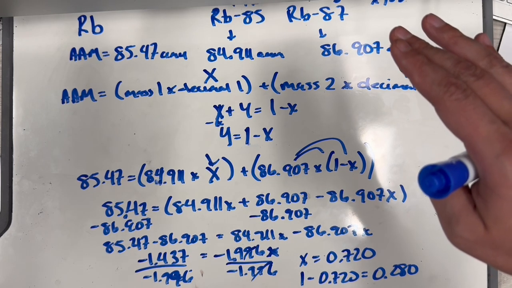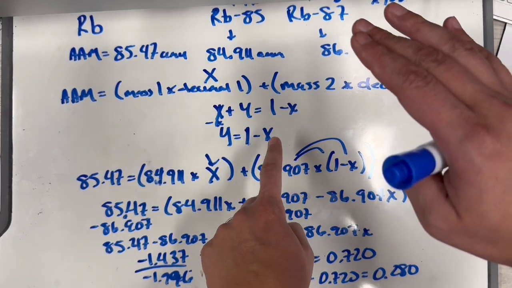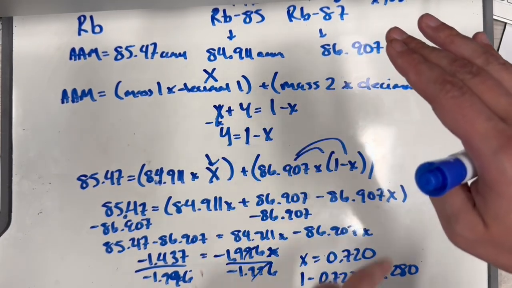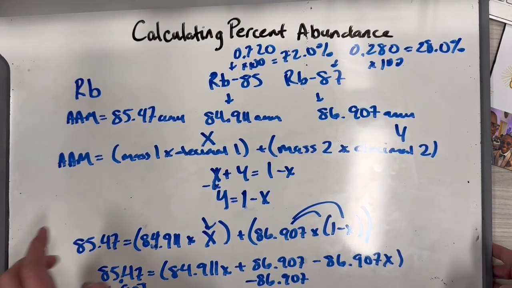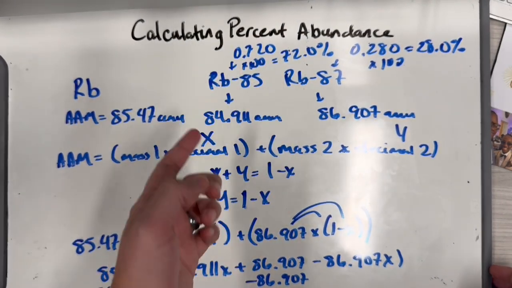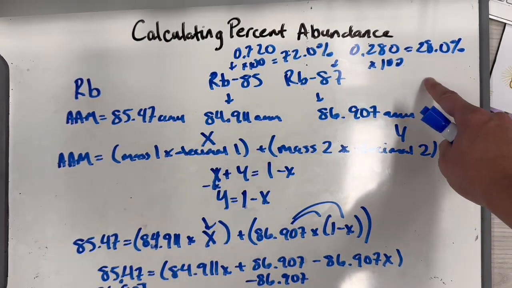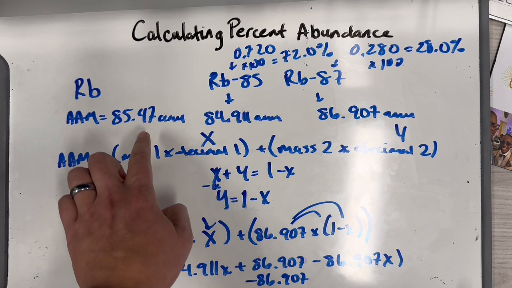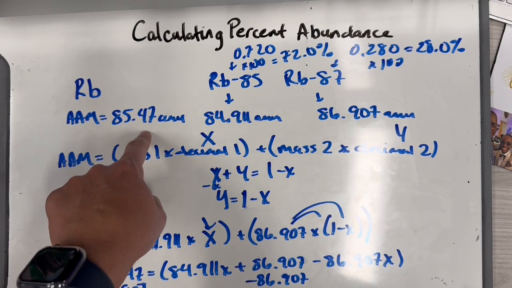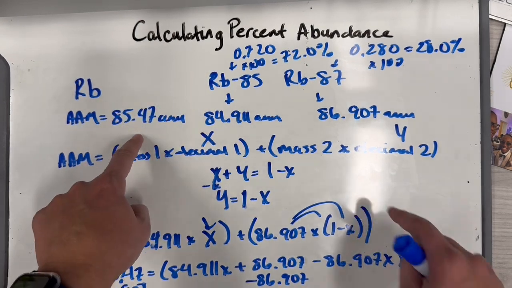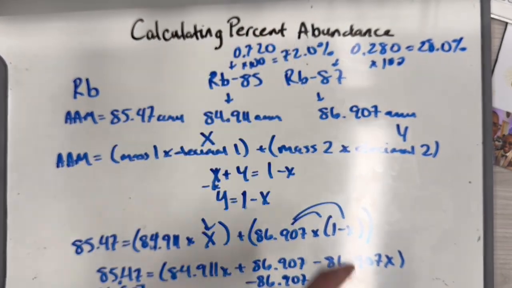I get x to one side, and when I get x to one side, I figure out that the first thing is 0.72, and the second thing is 0.28, and then I want the percent, not the decimal. So how do I turn the decimal into a percentage? I multiply by 100. So I get 72% for rubidium 85 and 28% for rubidium 87. If you look at the mass, it skews a little bit towards 85. 85.47 is closer to 85 than it is to 87. So that's how we know that the 85 is the more abundant of the two isotopes.